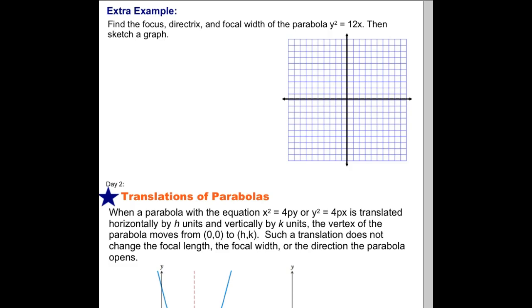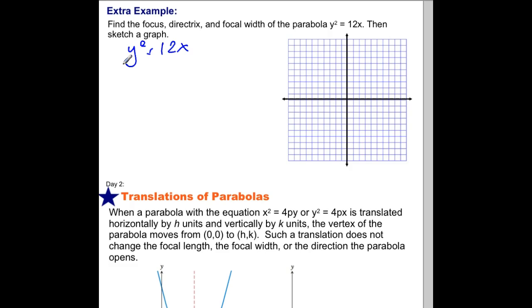All right. Next example, it says find the focus, directrix, and focal width of this parabola. I'm going to pause the video for just a sec. I want you guys to talk at your tables. Is this opening left or right, up or down? What is my value for p based on my equation? Looking at our equation, y squared equals 12x. So it's y squared, which tells you what? It's going to be which way? Sideways ones or up and down ones? Okay, so it's going to open to the side.